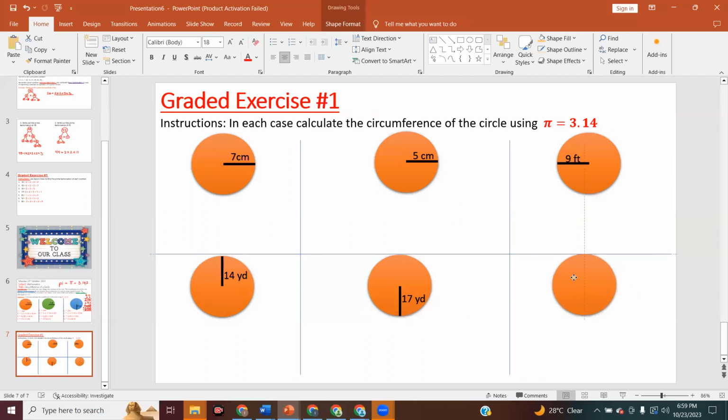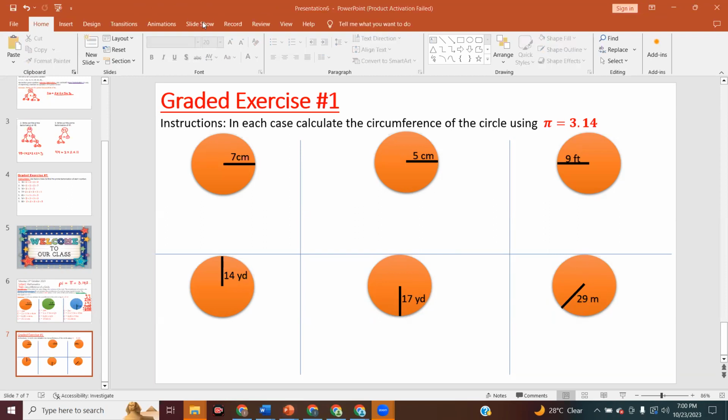All right, and the last one is going to be, remember, it just has to be the radius, from the middle of the circle to one end of the circle. And let's say that this is 29 meters.